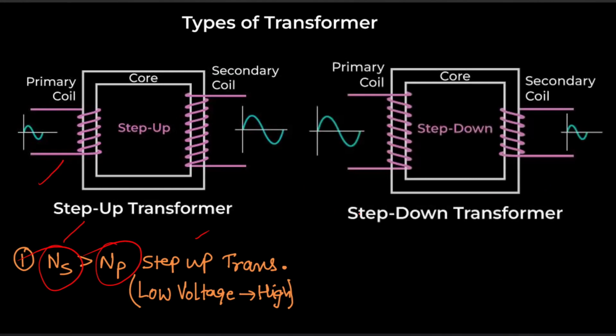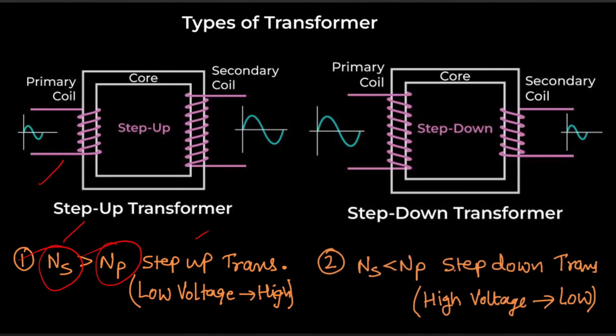Similarly, we can have step down transformer also, just opposite to step up. मतलब यहाँ पर जो secondary turns होंगे वो primary turns से कम होंगे. So this is called step down transformer, because it is converting high voltage into low voltage. So these are two different types of transformers.